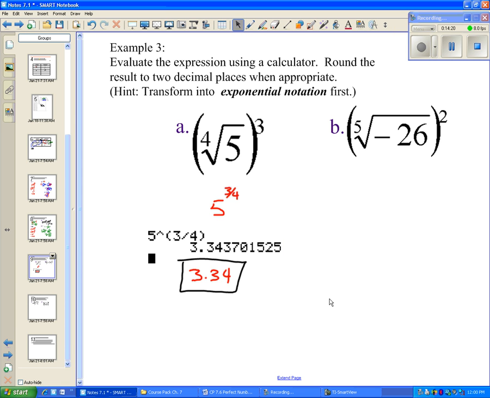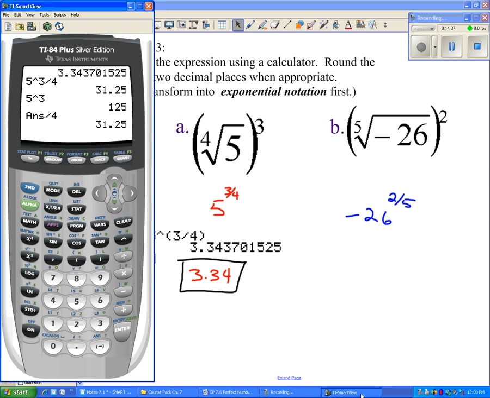Let's try the next one. I want the 5th root of negative 26 squared. My base is negative 26. My power, my exponent, is 2/5. So again, I go to my handy dandy little calculator. I'm going to clear, so this is all that I see.